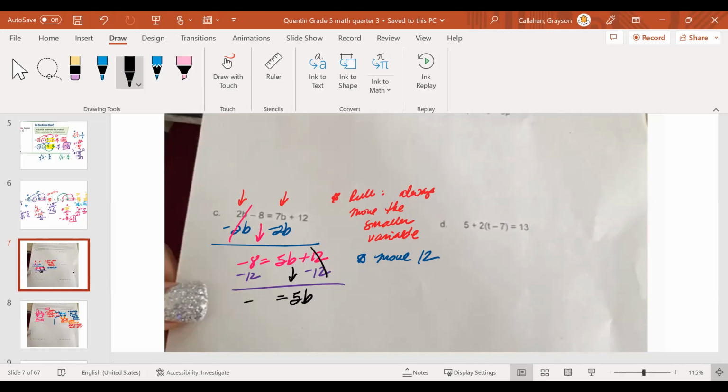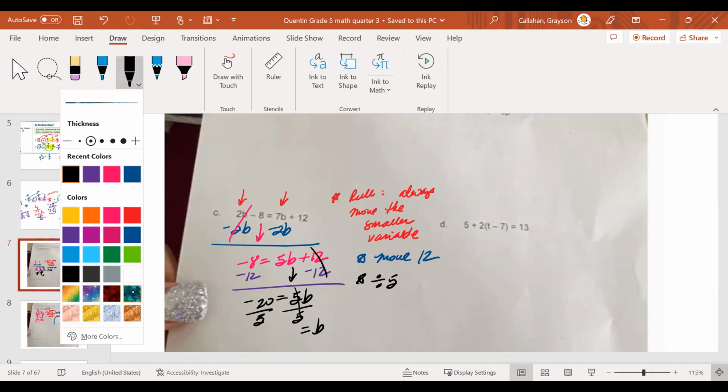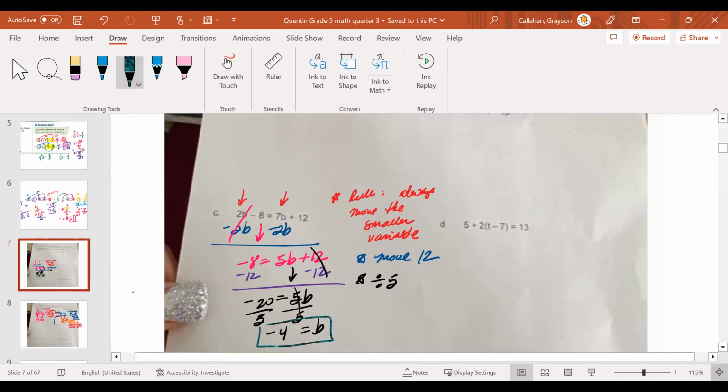You got to know your integers. How do you get rid of the b or the 5? B is now isolated. What's -20 divided by 5? Positive or negative? Good. That's your answer. Okay. And I want you to check this on your own, as in like 2 times -4 minus 8 equals 7 times -4 plus 12. Do they equal each other? I want you to check on that on your own.